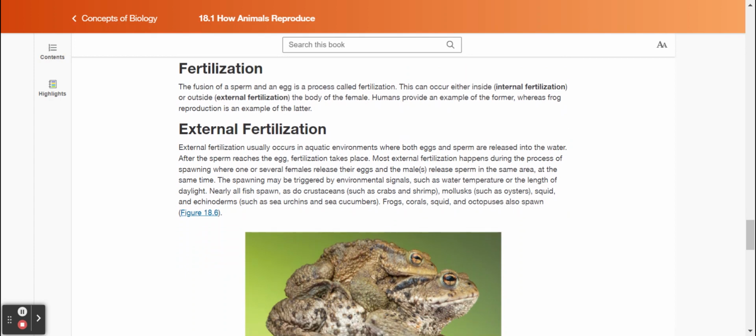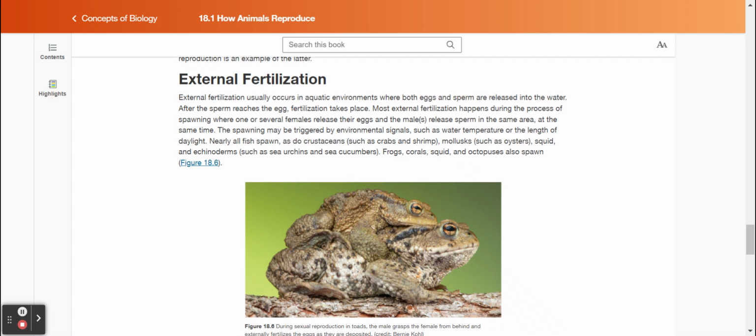Fertilization. The fusion of a sperm and an egg is a process called fertilization. This can occur either inside, internal fertilization, or outside, external fertilization, the body of the female. Humans provide an example of the former, whereas frog reproduction is an example of the latter.